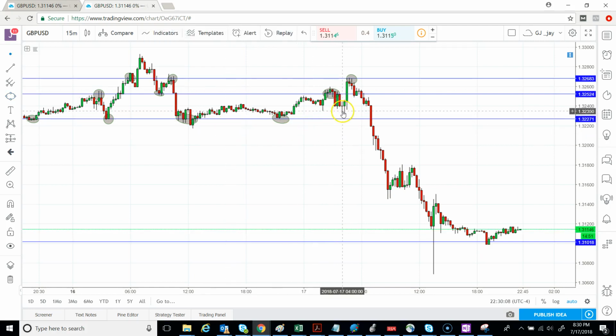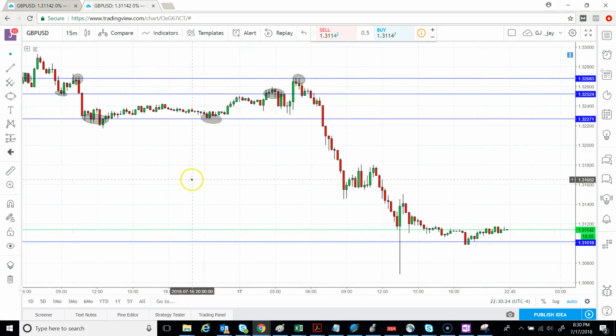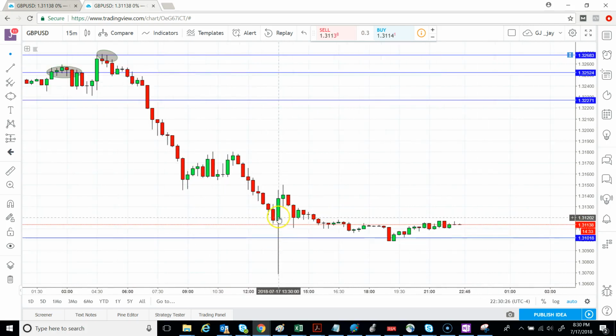Okay, so the wicks are where price tried to go to, but it didn't quite make it. Right, this is where price actually stayed. So you're gonna have the candle and the wick. Right, so it's a candle and a wick. If we zoom in closer, so you can see this is the candle and this is the wick.